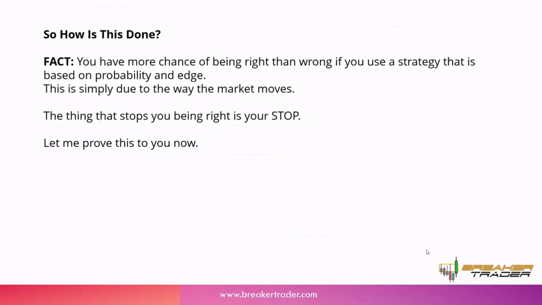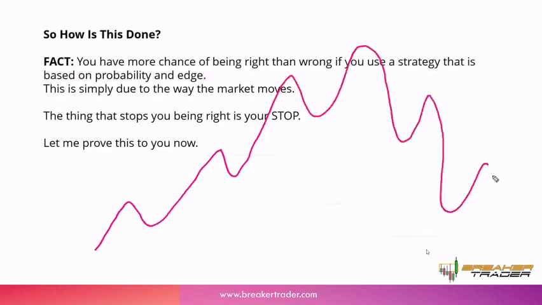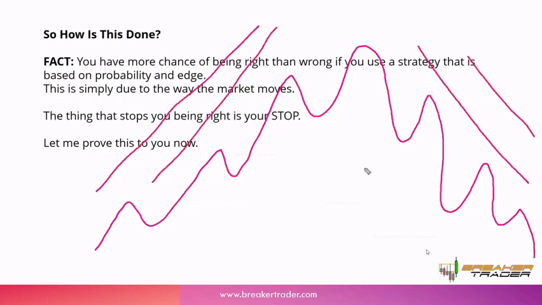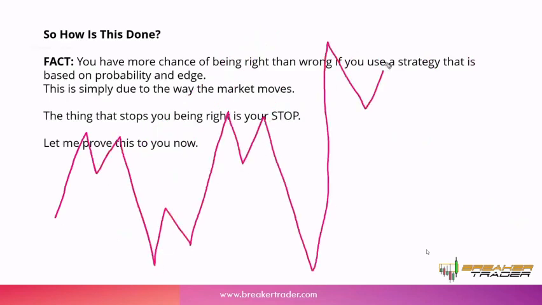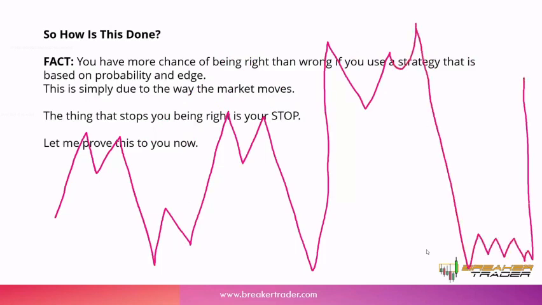The reason you've got more chance of being right than you have of being wrong is simply due to the way the market moves. Let me just get my drawing tools up. So we know the market moves in cycles. It moves in waves. Here's a very crude drawing of a buy cycle and a sell cycle. But the market moves in waves. It chops up and down and up and down, and it goes all over the place. It goes where it wants to go, and it puts in some big moves sometimes, and then it will consolidate, and that's basically what the market does.